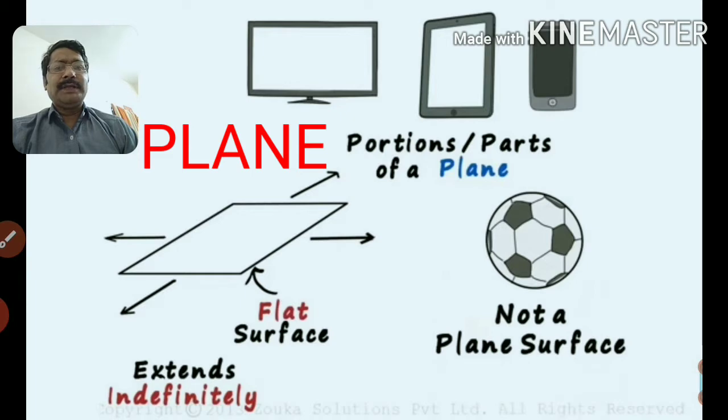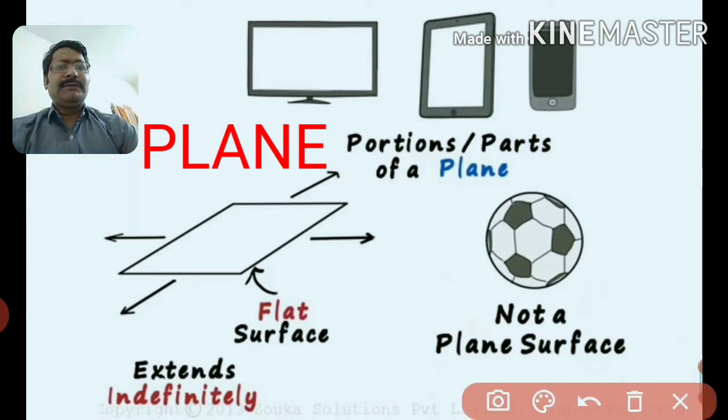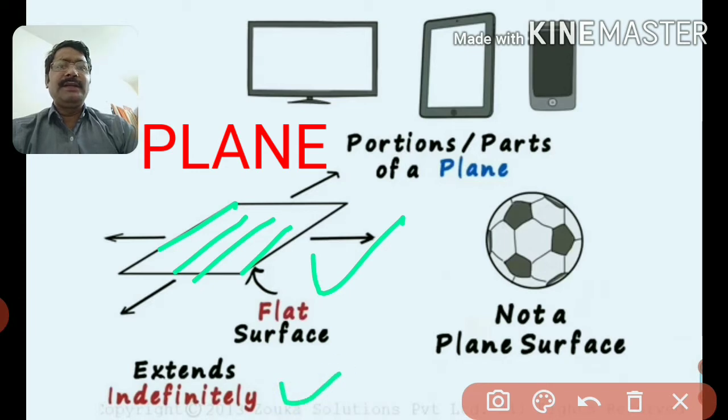In this plane, look here, what will be the plane. Here in this plane, we will do the flat surface. This flat surface is called the plane. Okay. Here this can extend indefinitely. Indefinitely it can extend in any direction.